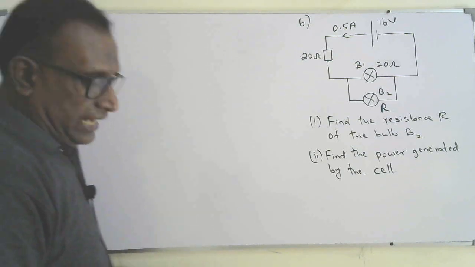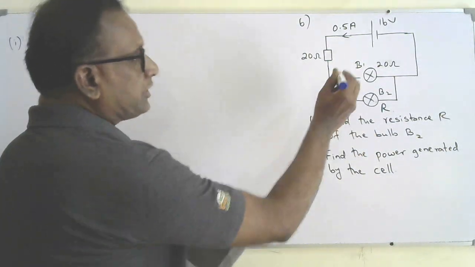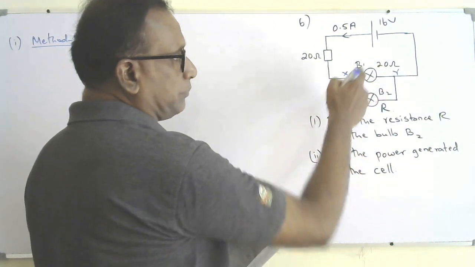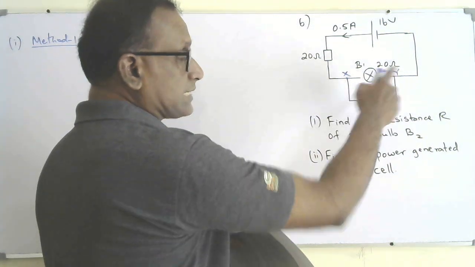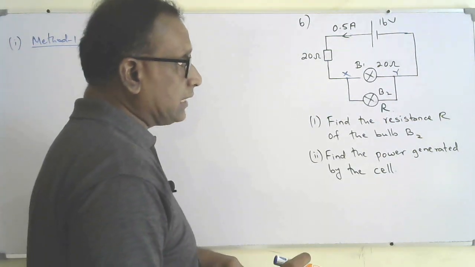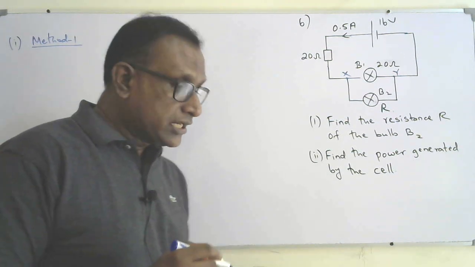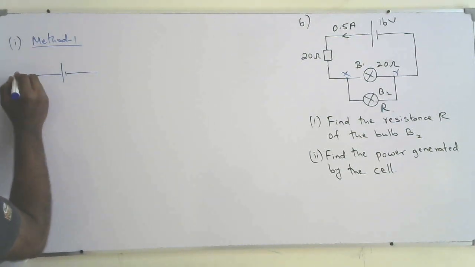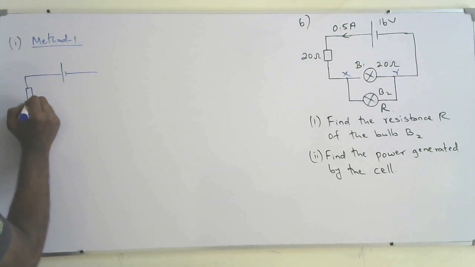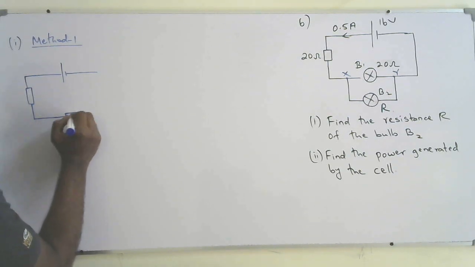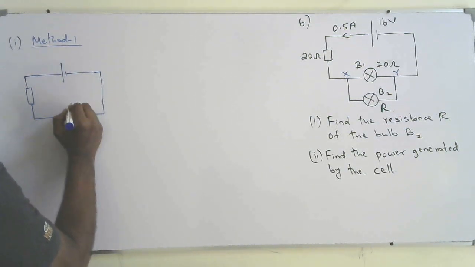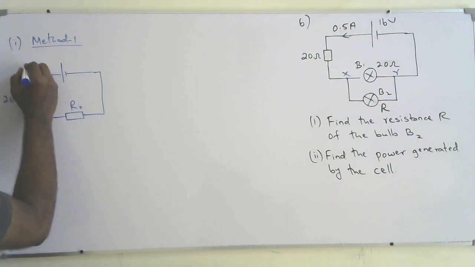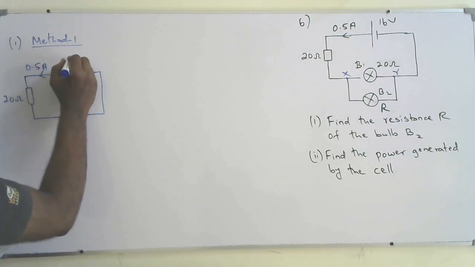Okay, so to find the equivalent resistance, I can identify two junctions here, X and Y. The bulbs B2 and B1 are connected directly to the same junctions, X and Y. So they are in parallel. If I call their equivalent resistance R naught, I can redraw the same diagram. The circuit could be drawn again like this. This is R naught, 20 ohms, the current 0.5 ampere, and this is 16 volt.